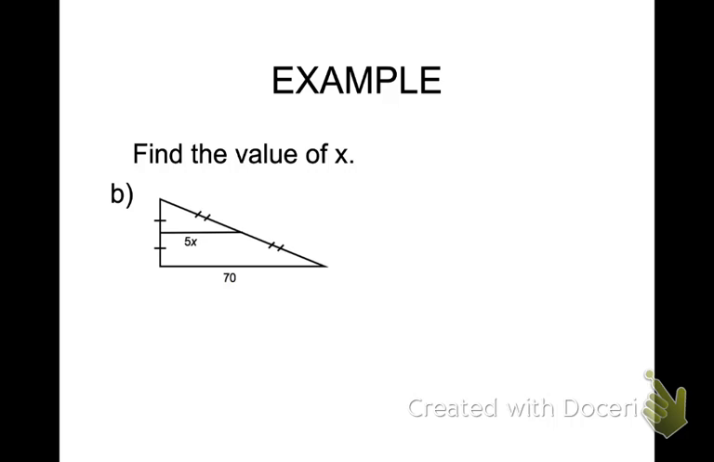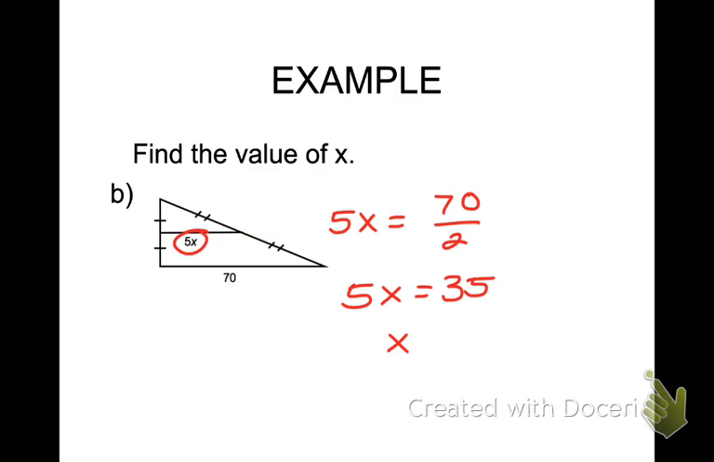Now we're going to throw some algebra in here. So now my x again is on my mid-segment. So my mid-segment is equal to half the third side. The third side is 70. What is half the third side? 35. Solving for x gets us x is equal to 7.